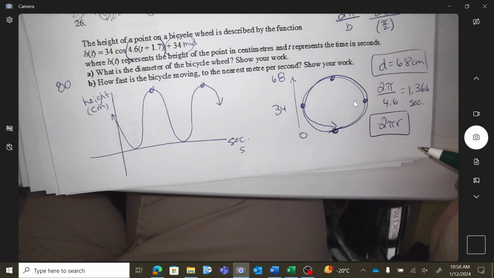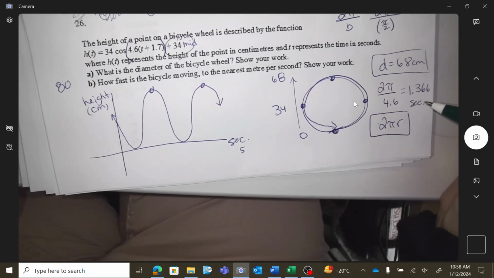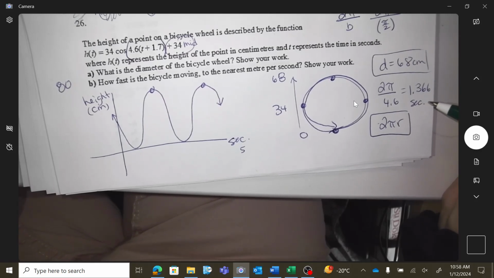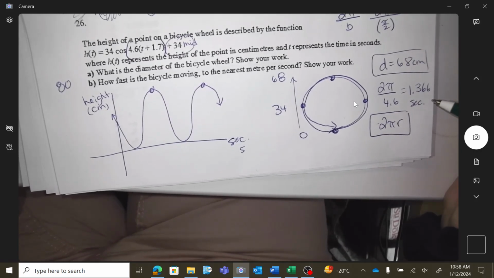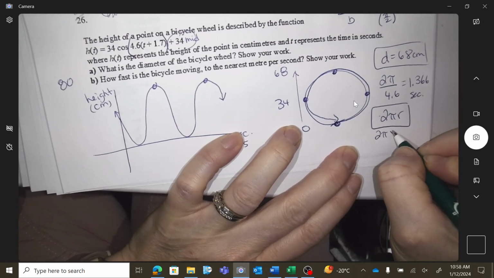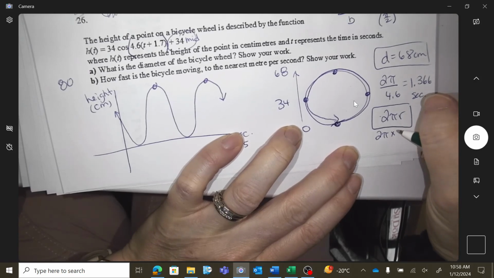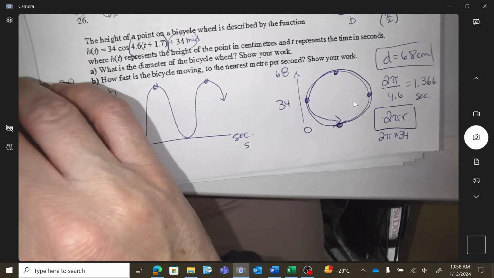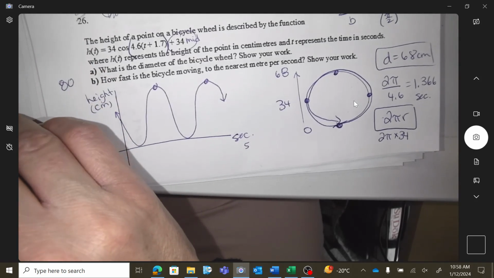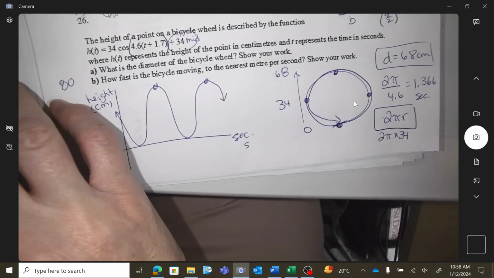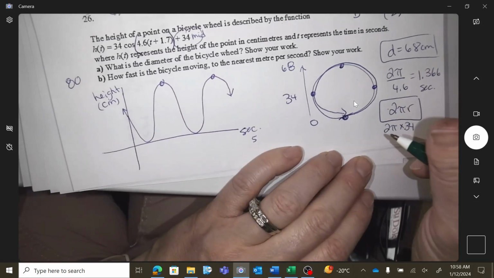So what did we figure out, the 1.366? That is the time to go around once on a wheel. That's the period. 2 pi over b is the period on a wheel. A period is once on a wheel, right? So 2 times pi times, what is the radius though? 34 is the radius, right? 2 times pi, 2 pi r.